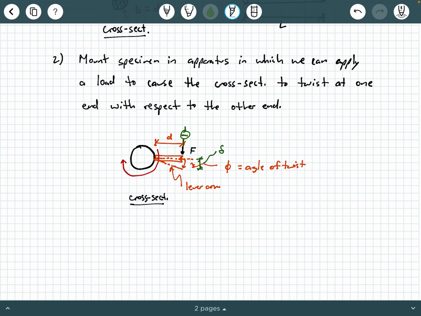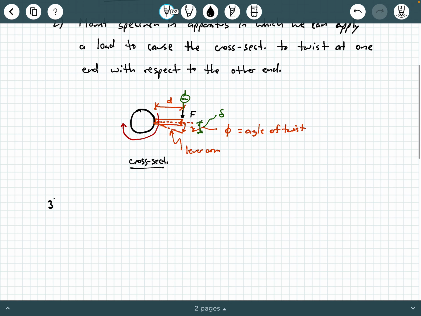So what do we do next? Well, in step 3, we remember that the definition of angle of twist of one end of a shaft with a constant cross-section and constant material properties is given as phi equals TL over JG.